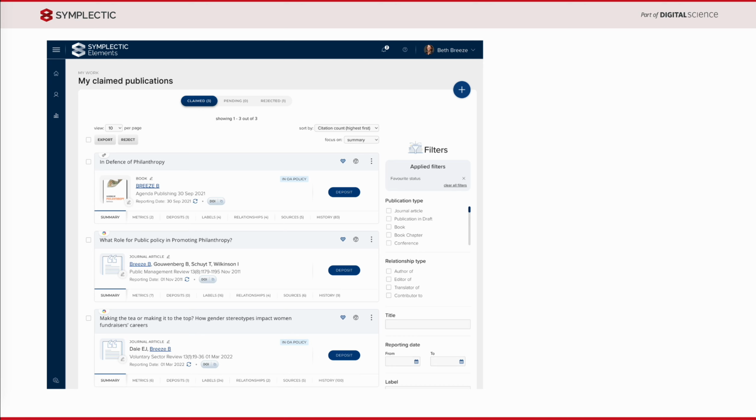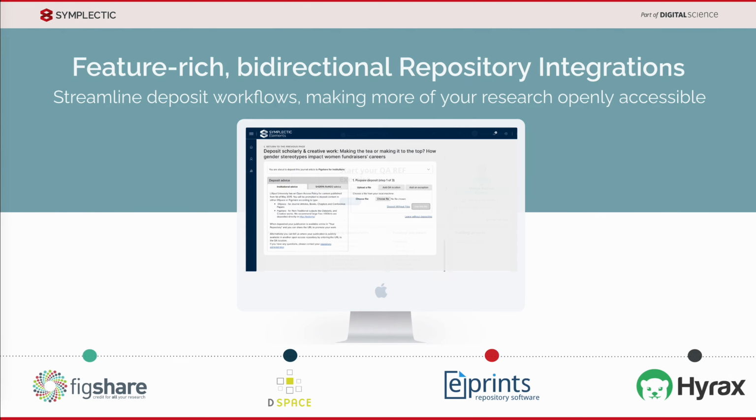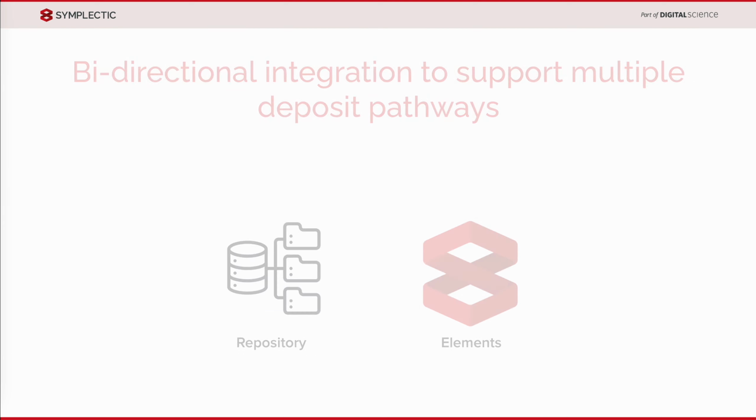Looking at the tabs on a publication or research output item, let's take a look at the Deposits tab. Before we dive in here, and by way of a bit of context first of all, Elements offers a range of market-leading bi-directional repository integrations with a number of institution repositories, including Figshare for institutions, DSpace, EPrints and Hyrax.